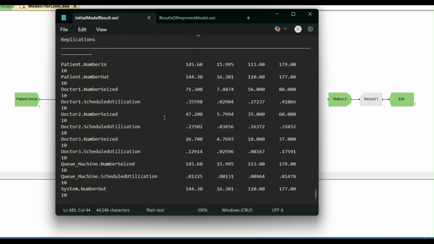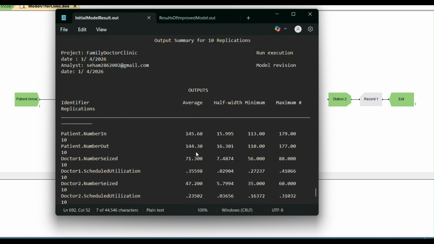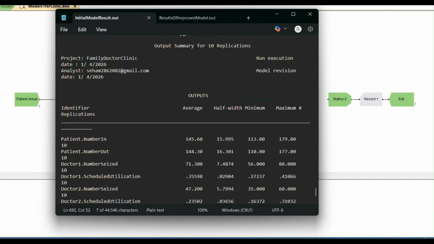And then for Dr. 1, schedule utilization is nearly 36%, and Dr. 2, 23%, and Dr. 3 is 12%. So as seen, Dr. 3 is working less than the others. This is all for the initial model.